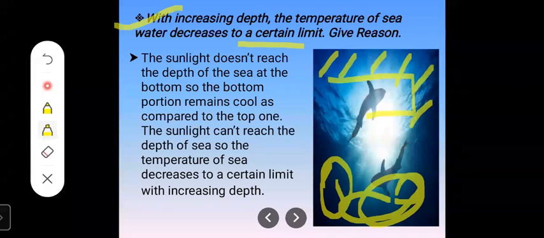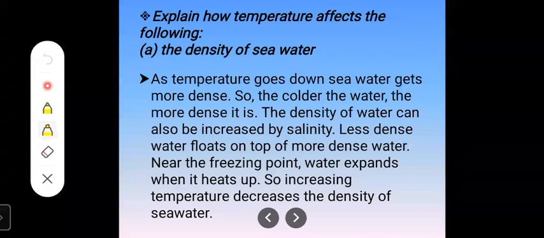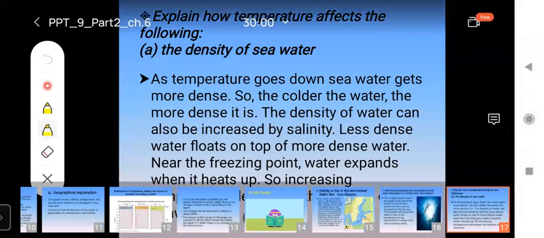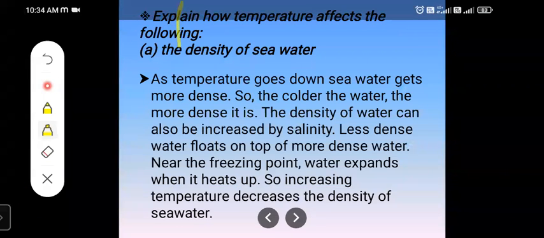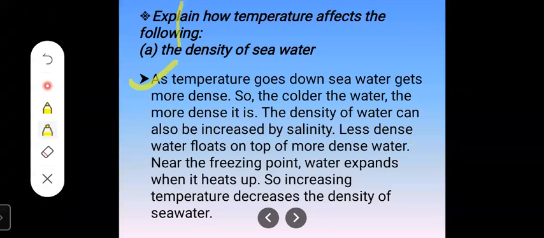Okay. Then next. Explain how the temperature affects the density of seawater. As the temperature goes down, seawater gets more dense. So the colder the water, the more dense it is. The density of water can also be increased by salinity. Less dense water floats on top of more dense water. Near the freezing point, water expands when it heats up. So increasing temperature decreases the density of seawater.